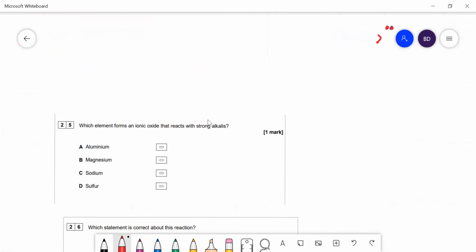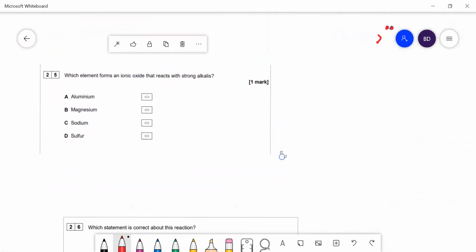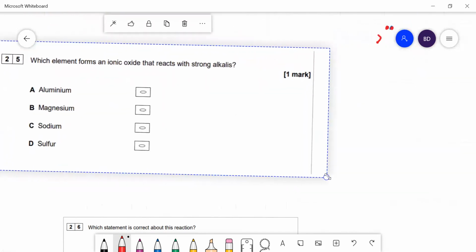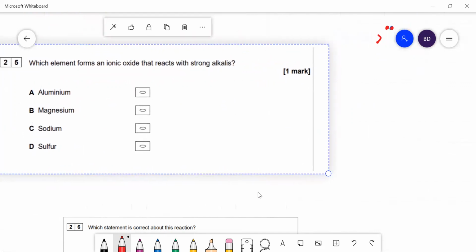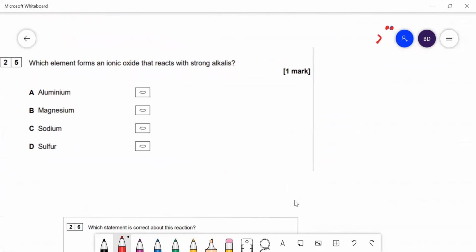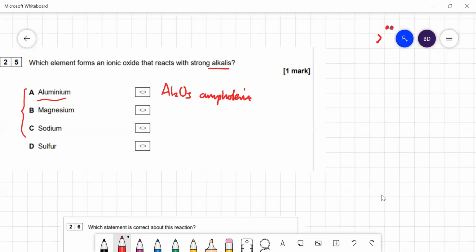Next one. Which element forms an ionic oxide which reacts with strong alkalis? Right, now which ones form ionic oxides? So it's all of these three, because they're all metals. Magnesium and sodium oxide are basic oxides. They won't react with strong alkalis. Aluminium oxide will. It's amphoteric. So that is the answer there. And sulfur oxide, of course, is covalent, SO2 or SO3.